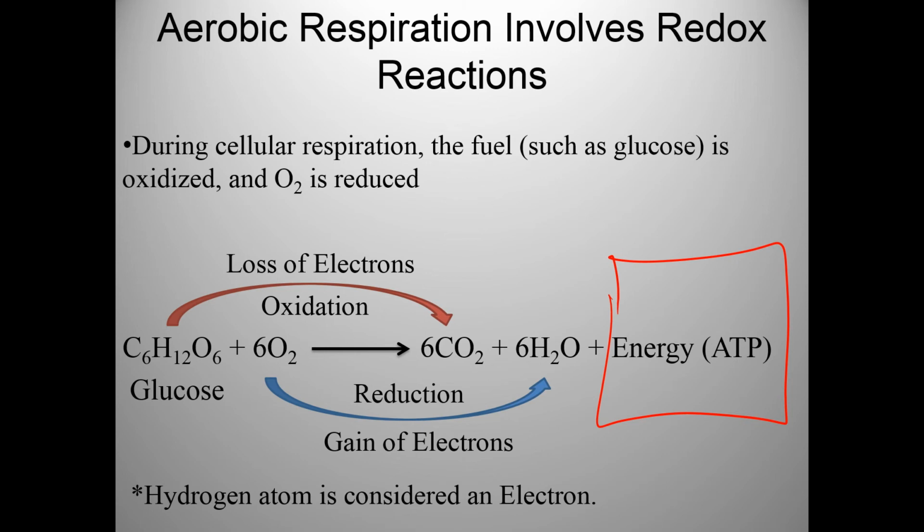So we're going to break down this process of cell respiration. We're going to talk about how glucose is oxidized to CO2. We're going to talk about how oxygen is reduced to water. And then lastly, we'll talk about how ATP is made in this process.